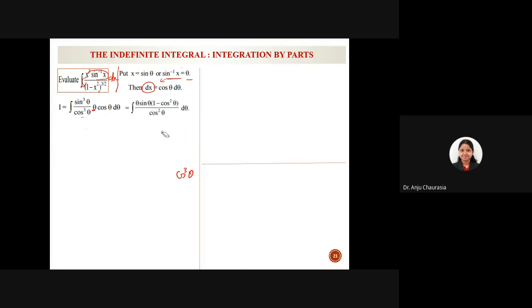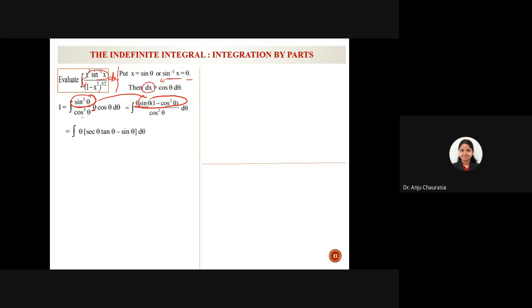So here what happened, what they have done in this question: here you can see theta, and now sine cube theta is sine theta into sine square theta. Sine square theta has been converted into 1 minus cos square theta. So you can see sine cube theta is converted into this value, and cos cube theta is as it is. I hope it is clear.